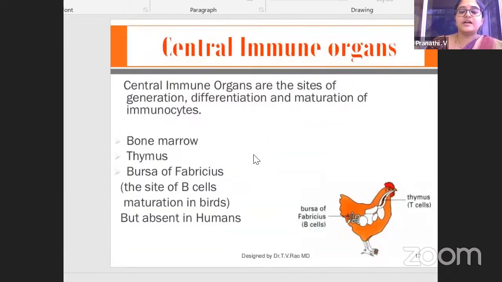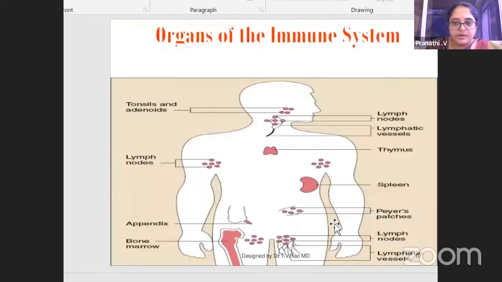We have bone marrow and thymus, but in birds you have something called the bursa of Fabricius. That is why we have something called the B cells. This is where you have the maturation of the B cells taking place in birds basically, but it is absent in human beings. So these are the organs of the immune system.